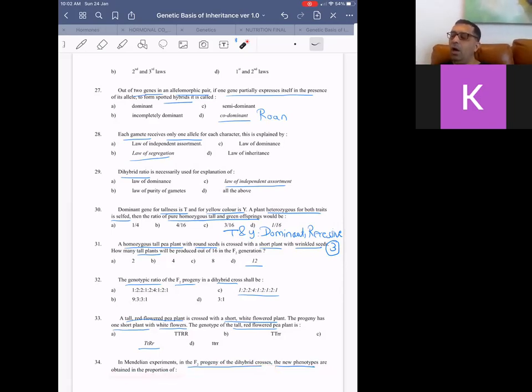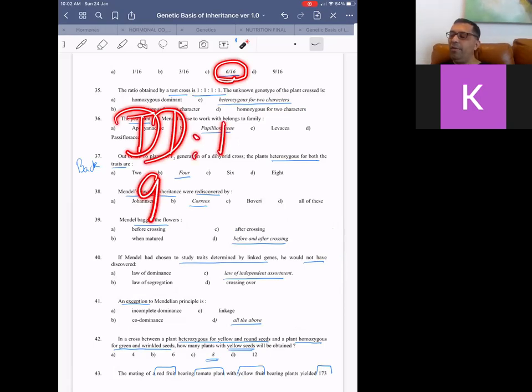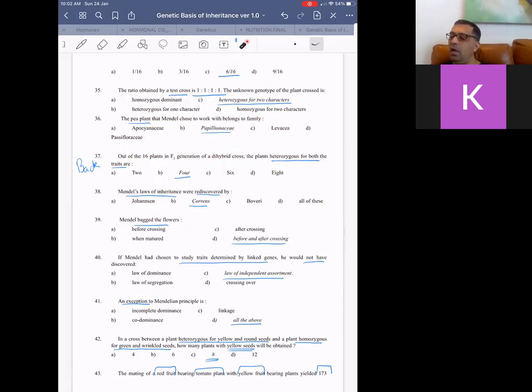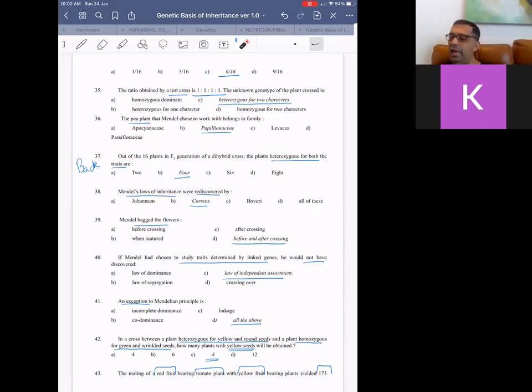Then in Mendelian experiments, in the F2 progeny of a dihybrid cross, the new phenotypes are obtained in a proportion of 6 is to 16. How many do we get dominant dominant? 9. How many we get dominant recessive? 3. How many we get recessive dominant? 3. How many we get recessive recessive? 1. Of which original कौन था? Dominant dominant. दूसरा ओरिजिनल कौन था? रिसेसिव रिसेसिव.